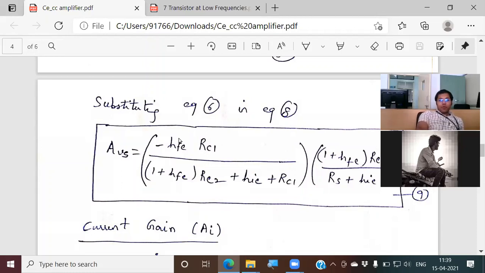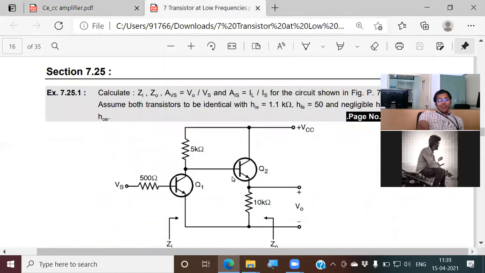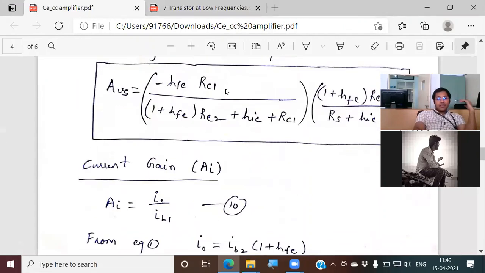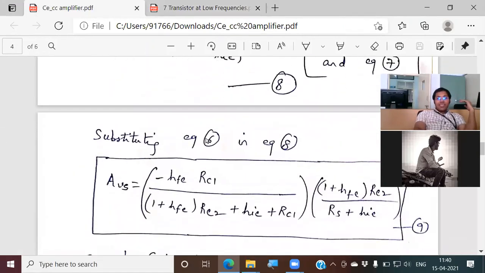Minus 154.4. Right. So what did we do in the last class? Last class, we obtained the expression for AVS. This class, we took a problem and solved it. In exam, they may give any circuit. Don't worry. Analyze that circuit, get the formula, put the values, solve. Finish your exam confidently and come out. So AVS we completed.